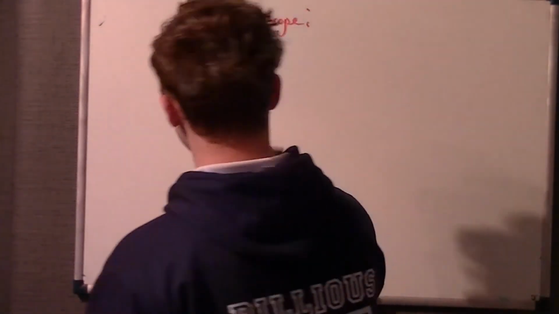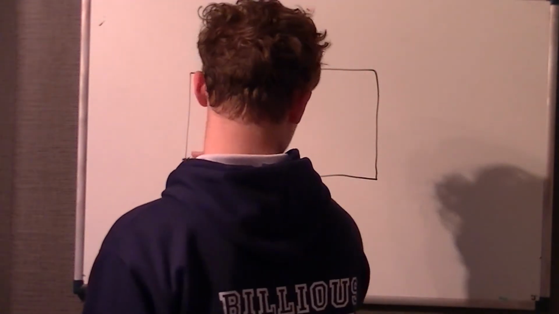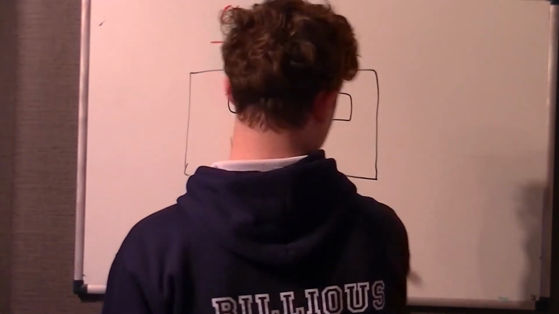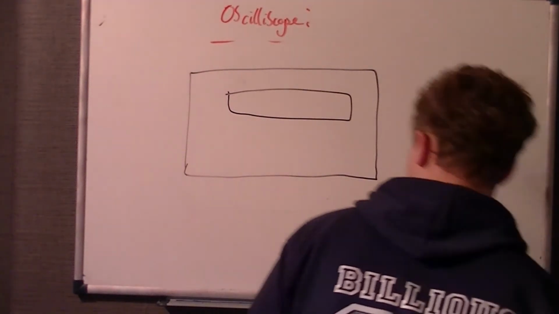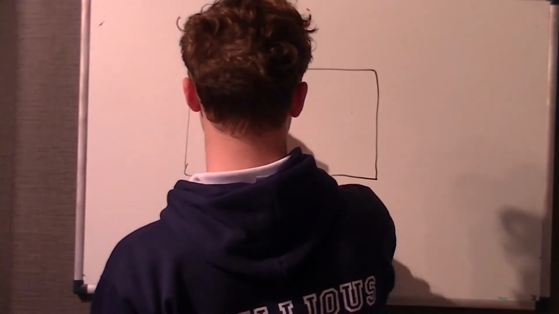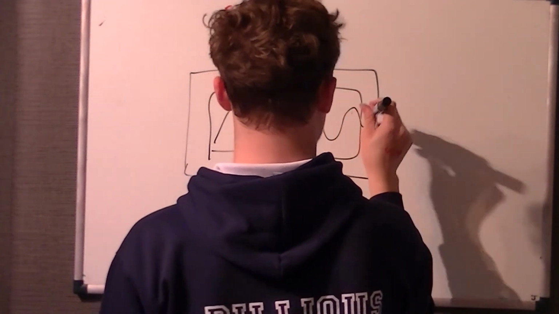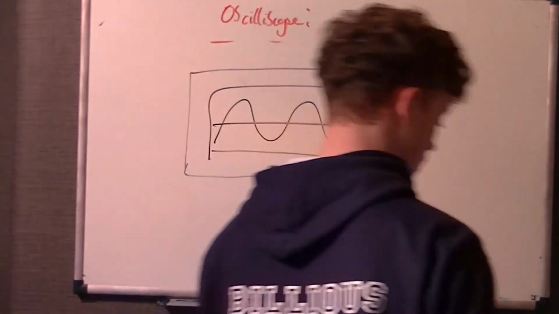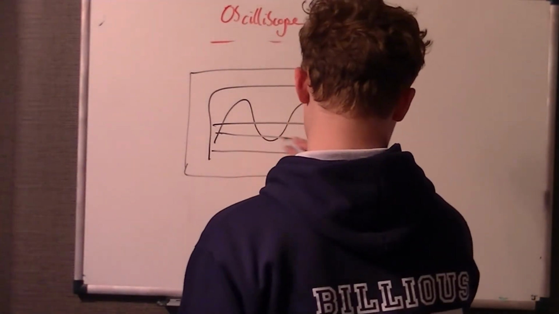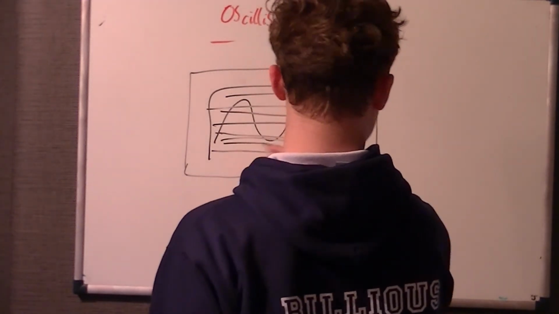So, let's draw our thing. When I say thing, that's the oscilloscope. Yeah, that is not very good. So we'll draw our thing. I'm using thing quite a lot, but sorry, I'm really bad at drawing these. Never mind.